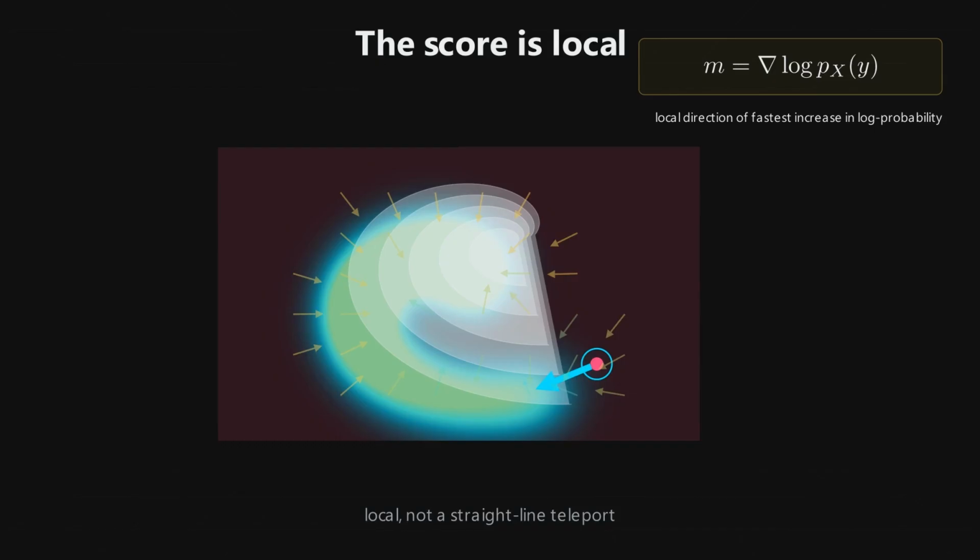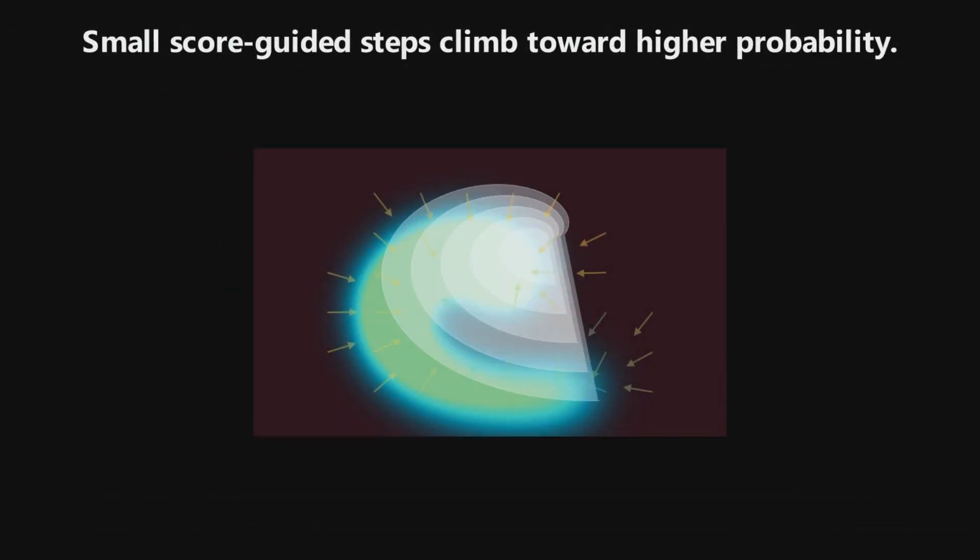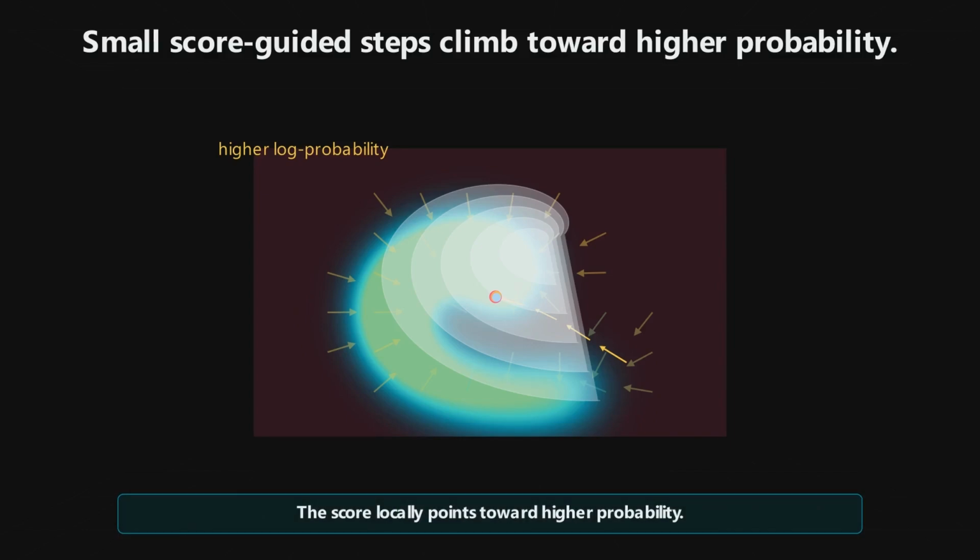In the animation, one arrow appears at y. Then nearby arrows pulse into view. Finally, the whole vector field appears as a probability compass over the terrain. If we take a tiny step along the score, the point moves toward a region of higher probability. Repeat this many times, and the point begins to climb back toward the data structure. This is the intuition behind the reverse process.